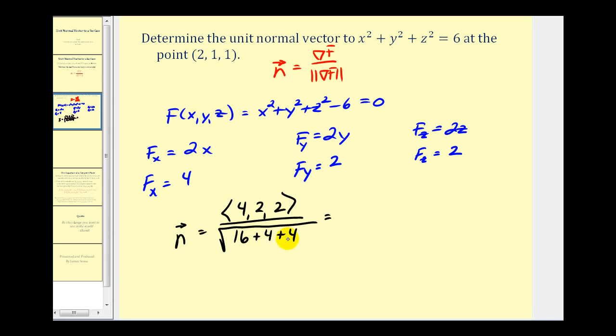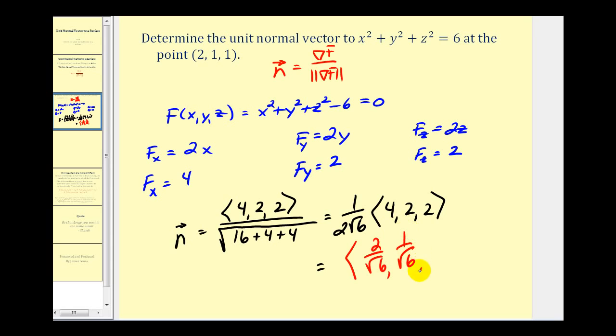This is going to be the square root of 24, so we have 1 over 2 square root 6 times 4, 2, 2. Let's go ahead and multiply this. We're going to have 2 over square root 6, 1 over square root 6, and 1 over square root 6.